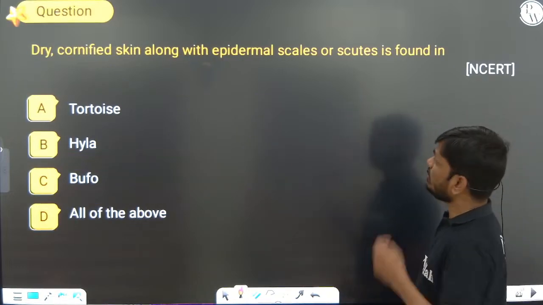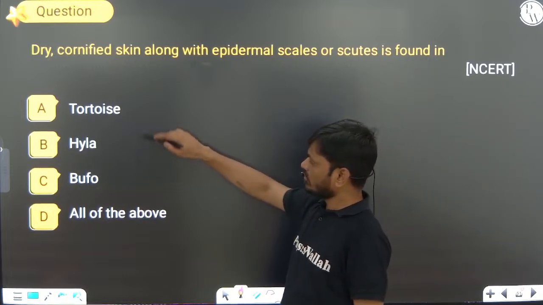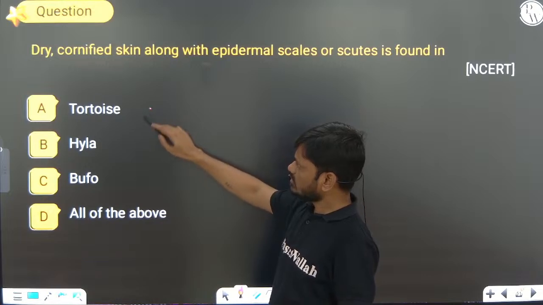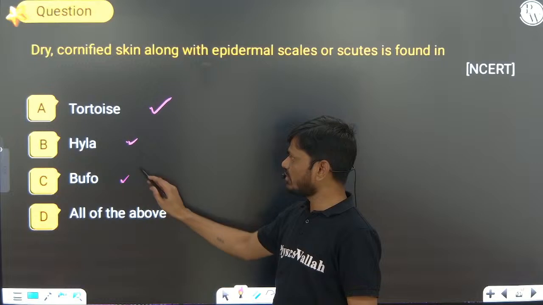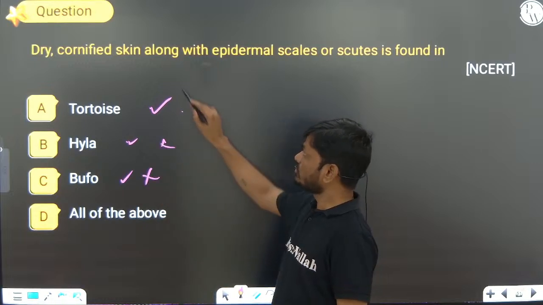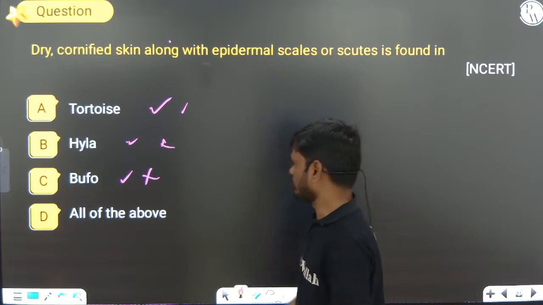Dry cornified skin along with epidermal scales and scutes is found in which? Tortoise, Hyla, Bufo. Tortoise. Hyla belongs to amphibia, Bufo belongs to amphibia. So this cornified scale characteristic feature is found only in reptilia.